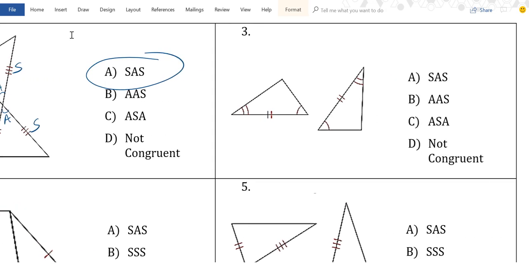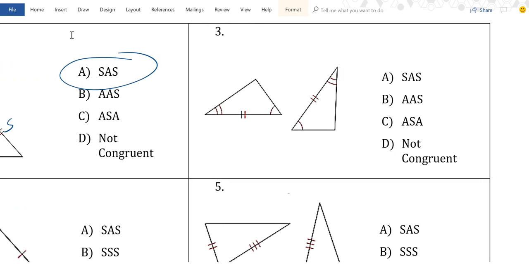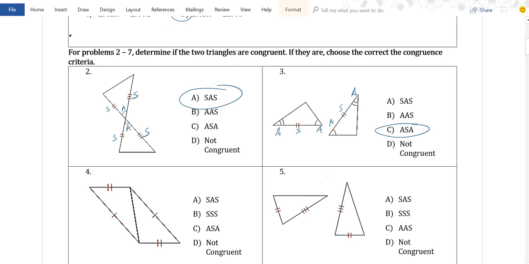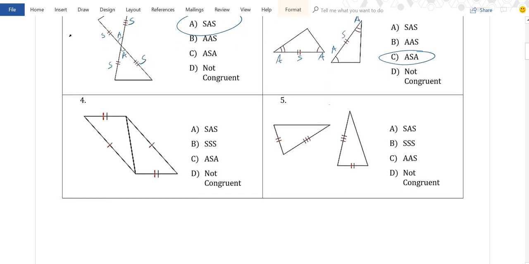Going on to question 3. This one was kind of an easy one. They split them apart for us, so we're really just concerned that you know that relationship of angle, side, angle, because the side is interior to those two angles. So we know, as always, I make your homework in class way harder than these.